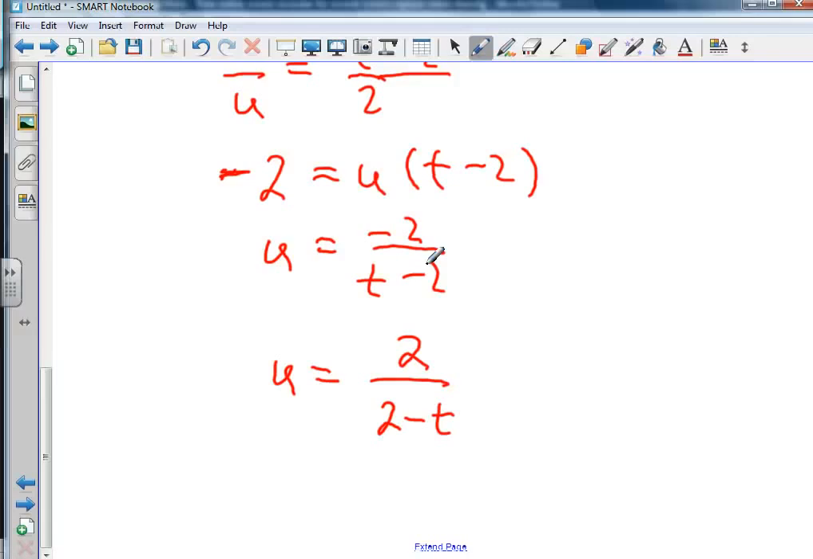What if you divide top and bottom by 2? What do you get? The numerator is 1. The denominator is 1 minus t over 2. That's what Bob did. Not only did Bob switch up the signs, he got rid of the 2's. Why? Don't know. You don't have to do that. If it makes sense in the context of the problem to do that to simplify things, great. But there's no reason to do that here.